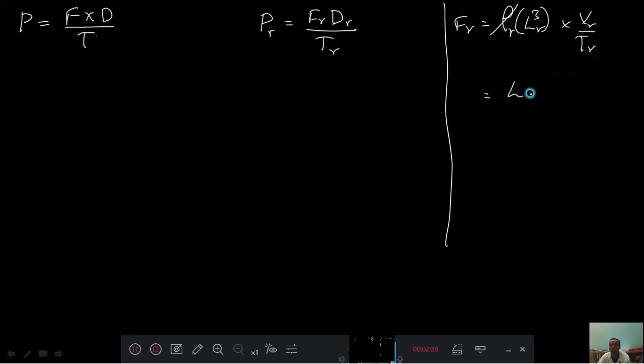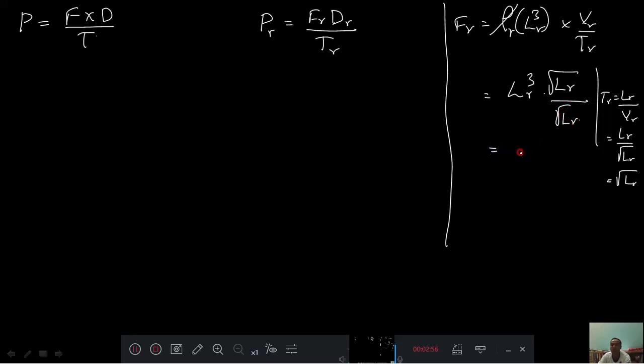Root LR. This is LR cube into root LR, divided by what is TR? TR I will write here. Time ratio equals length ratio divided by velocity ratio. Therefore, length ratio is LR and velocity ratio is root LR, so this is also root LR. And here I got root LR, and this force ratio I am getting is LR cube.